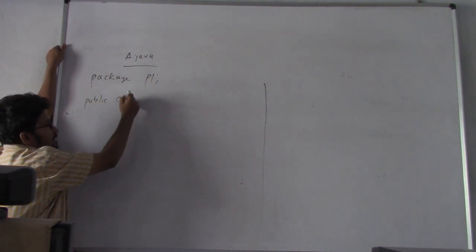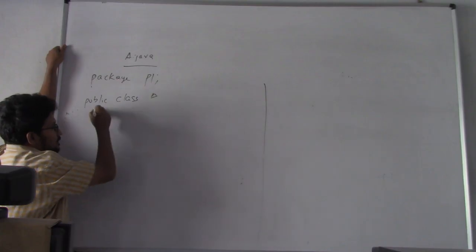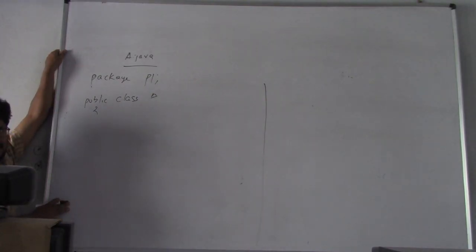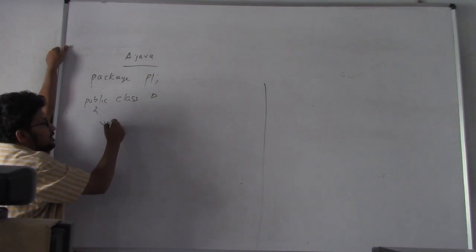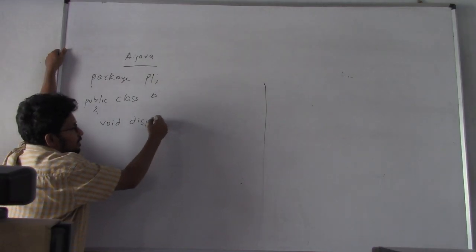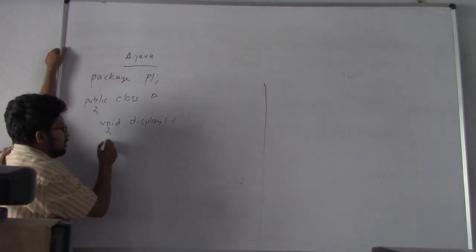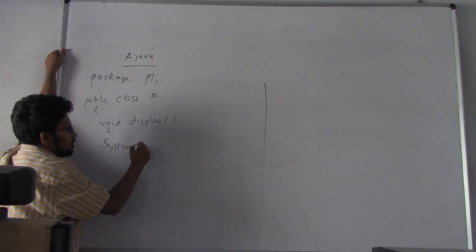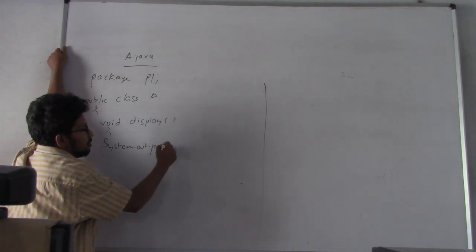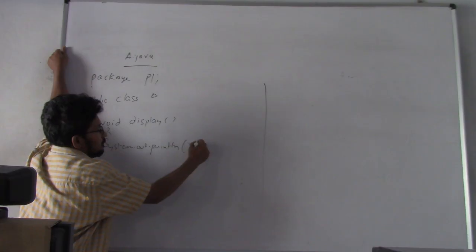Public class A, containing a method void display, which prints System.out.println hello.